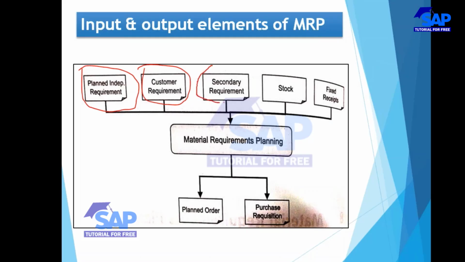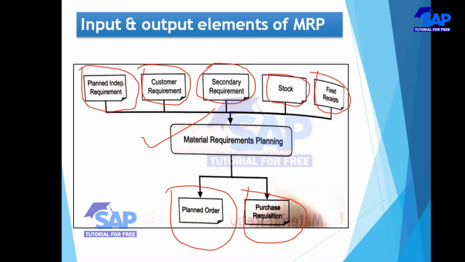And then secondary requirement. The secondary requirement means the requirement which comes from the header material to the lower level material. And then your stock. If you have any stock, the system will consider that stock also. And then already existing elements, like existing planned orders and purchase requisitions in the system. The system will consider all these things, and when you execute MRP, it will generate planned orders, or if it is an externally procured material, it will generate purchase requisitions. So these are the input elements. The system considers all these input elements, and when you execute MRP, it gives these output elements. That's what MRP does. Anyhow, we'll see all these things in the system.